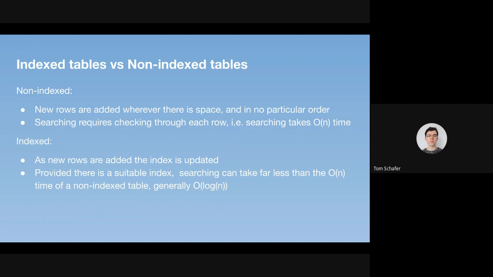In a standard table that's not indexed, new rows are just added wherever there's space, in no particular order. Because of this, if you want to search through your table, you need to check through each row. Say you've got a table with 1 billion users, if you're Facebook, then to find a user with a certain name, you need to check through every single row. And so that takes O of n time.